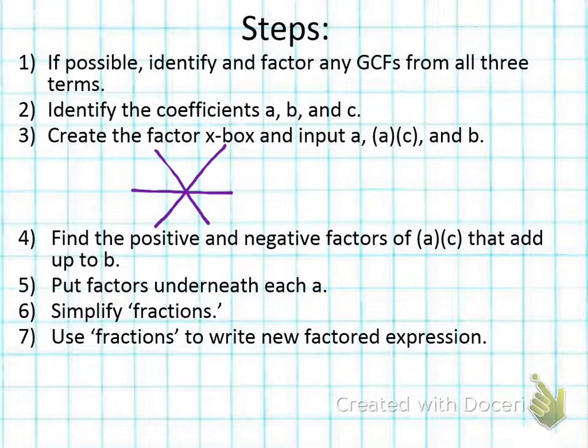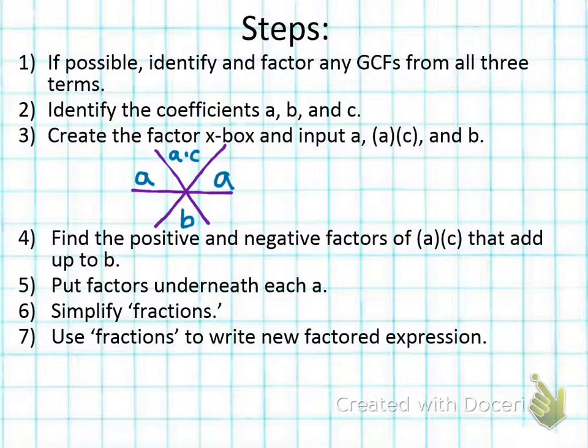It's basically, you start with an X with a line through it, and then you will input these values. So A goes on top of the line on either side. Then you multiply A and C together, and that goes up here. Okay, and then B goes down below. Step 4 says to find the positive and negative factors of AC. So whatever number you put up here, you're going to find the factors of that.